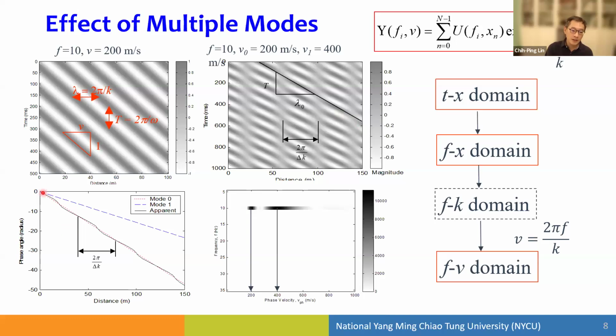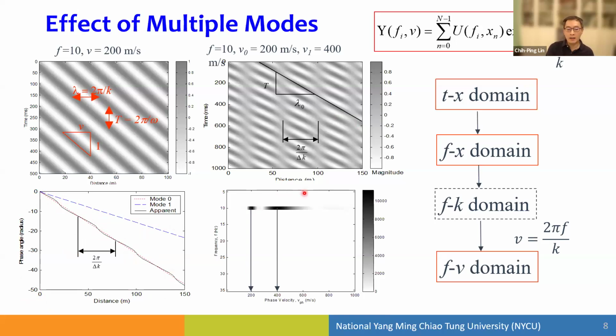So this is the fundamental mode, the phase angle versus offset, right? So the slope is related to phase velocity of the first mode, and this is the second mode. When the first mode has high energy, you get this phase angle oscillating along the dominant mode, okay?